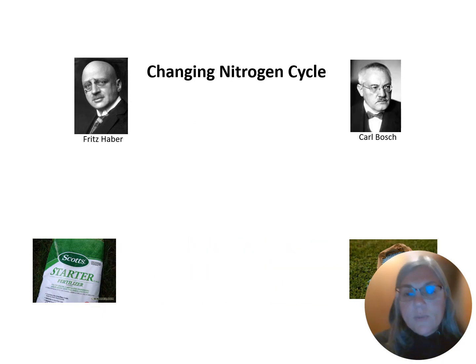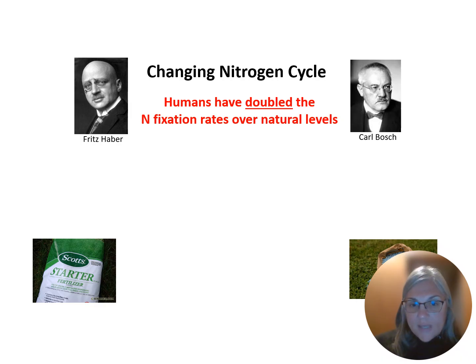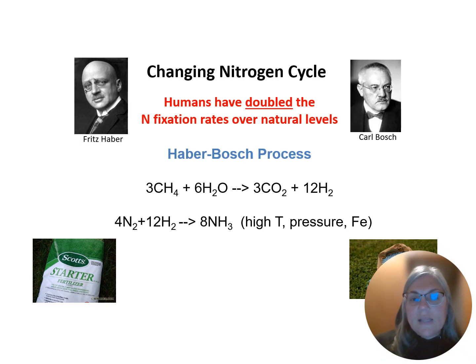So I wanted to talk a little bit about the changing nitrogen cycle on a global scale. We humans have significantly altered the global nitrogen cycle by several different processes. And one is the invention of the Haber-Bosch process, which essentially allowed humans to fix nitrogen in a chemically driven process that has now led to a doubling of nitrogen fixation rates over natural levels.